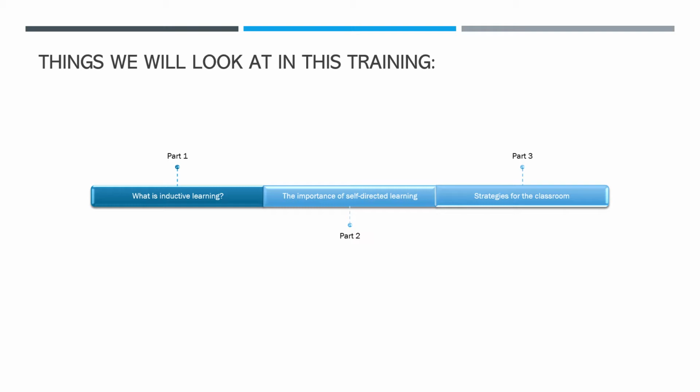So, what are we going to look at? Things we're going to look at in this training. First of all is what is inductive learning? Guided discovery is under this umbrella. The importance of self-directed learning, how that aids development. And then the third part of the training session will be about strategies that you can implement in the classroom, which will encourage and support this behavior. So first of all, we're going to look at what is inductive learning.